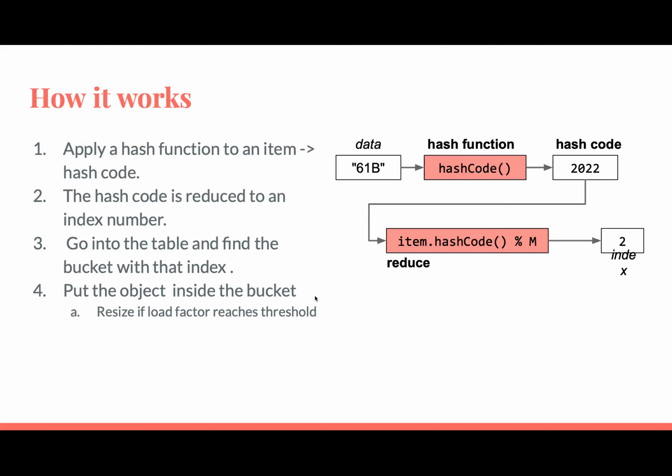So the way a hash table works is we first apply a hash function to an item in order to generate a hash code. Then the hash code is reduced to an index number. This is usually done by modding the hash code by the number of buckets in the hash table, m. Then once we have the index, we go into the table and find the bucket with that index. Then we insert the object inside the bucket. For the hash table insert method, we also want to check if the load factor has reached the threshold, and in that case, we want to resize.